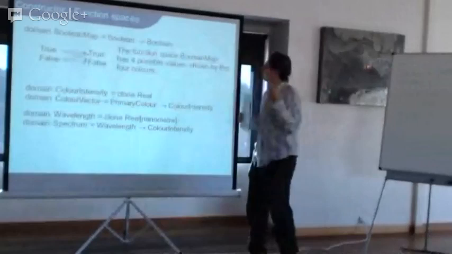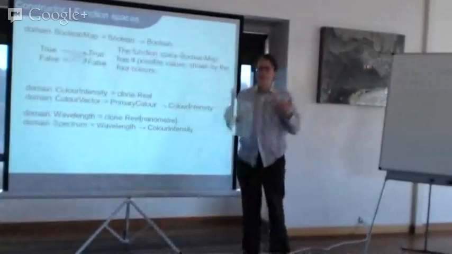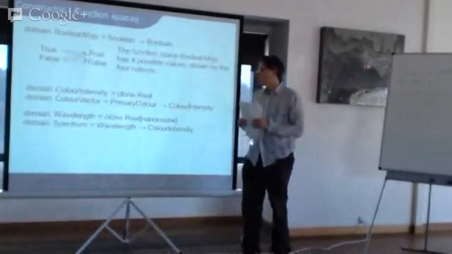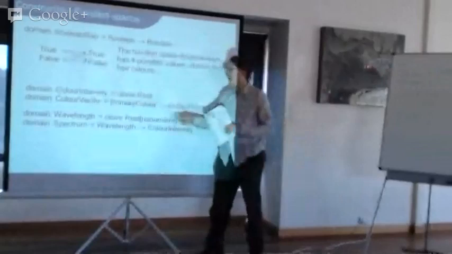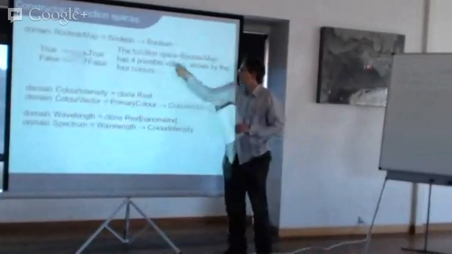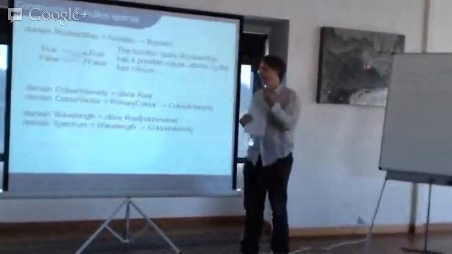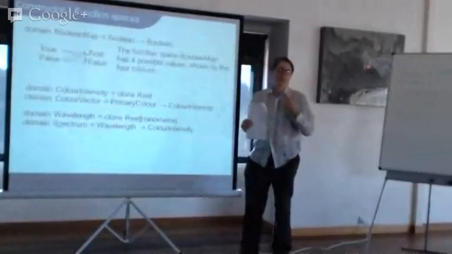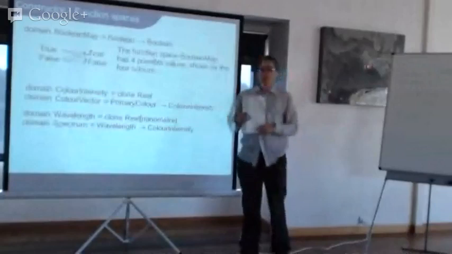This is an example of a function space that only has a small size, but many function spaces are in fact infinite in size, or very large. For example, if you've defined color intensity as a real, then you could map your primary color onto a color intensity. That means you're mapping red onto one intensity, green onto another intensity, and blue onto another intensity. So that's synonymous with a vector. Function spaces let you represent vectors, for example, in this case. But they can also let you represent a lot more than that.